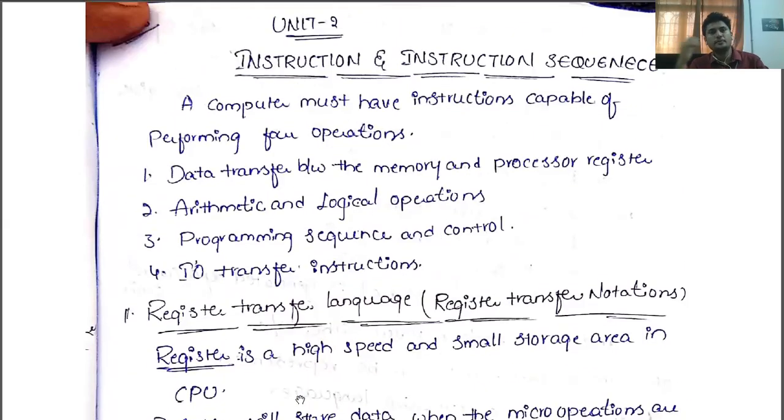This is unit number two, instruction and instruction sequencing. A computer must have instructions capable of performing four operations. What is meant by an instruction? An instruction is the combination of opcode and operand. A group of instructions is called a program. A program is a set of instructions, and if all the instructions in a program are executed, then the program is executed.